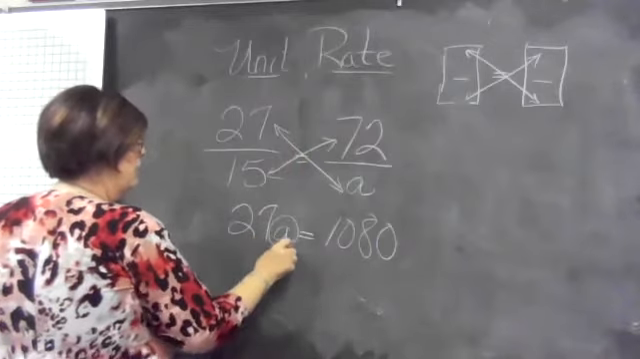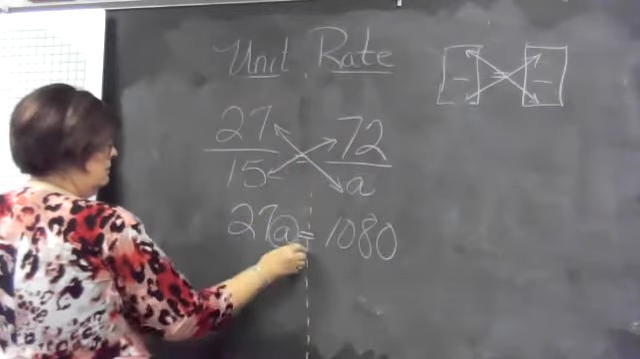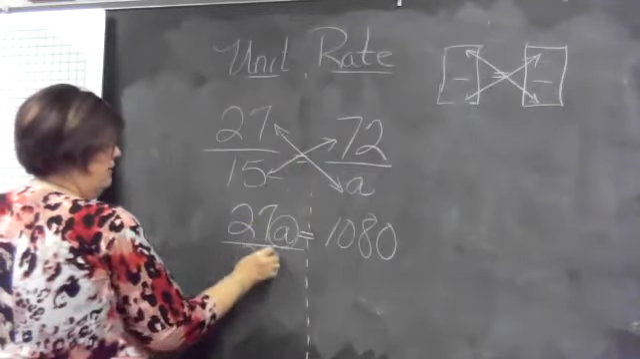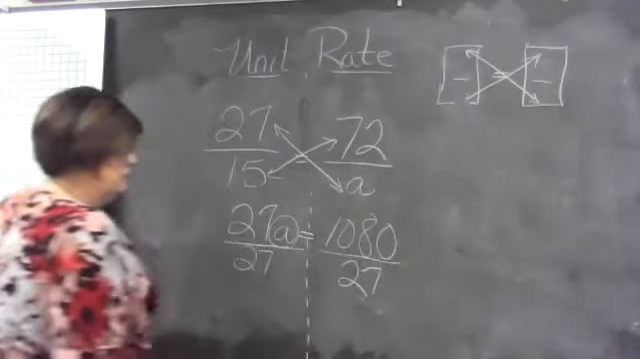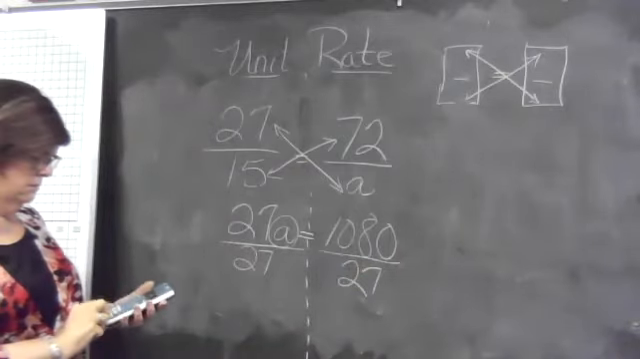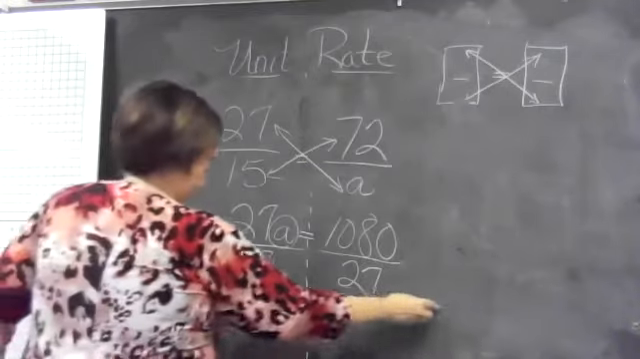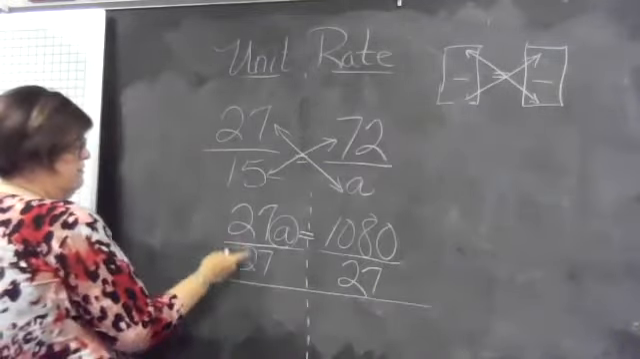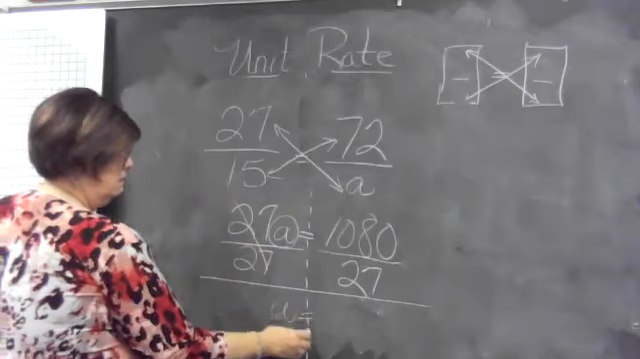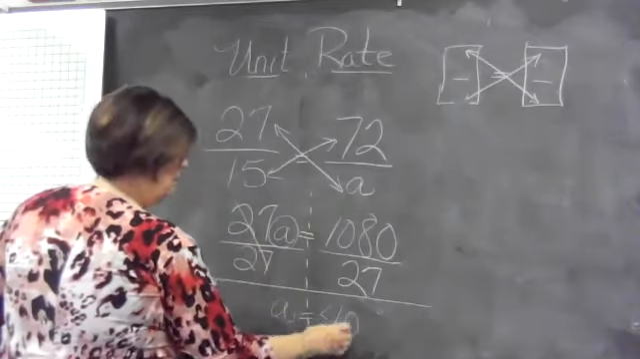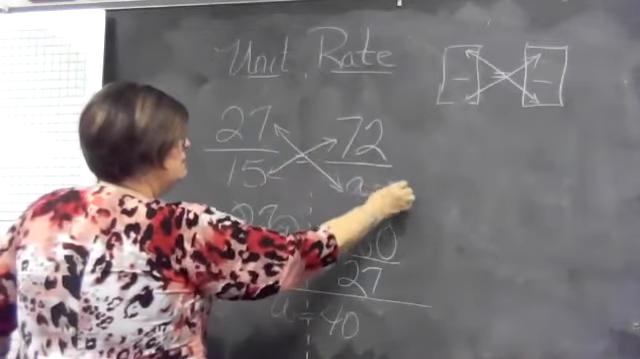And in order to solve, I need to know what A is. So I divide by 27 and divide by 27. Hang on with me, okay, Sherry? Yes, ma'am. 27 divided by 27 is 1. I have 1A here. And so to make this a true proportion, A has to equal 40.